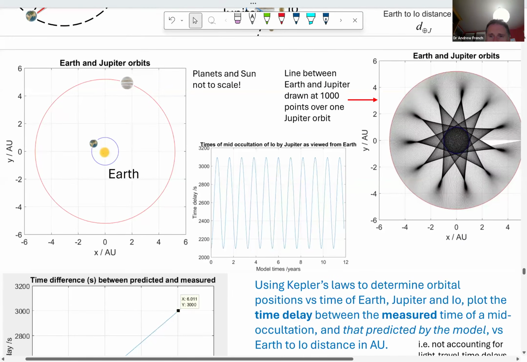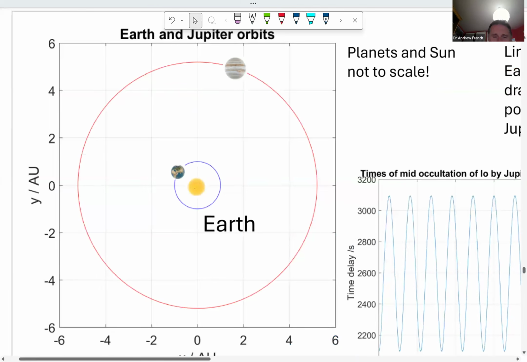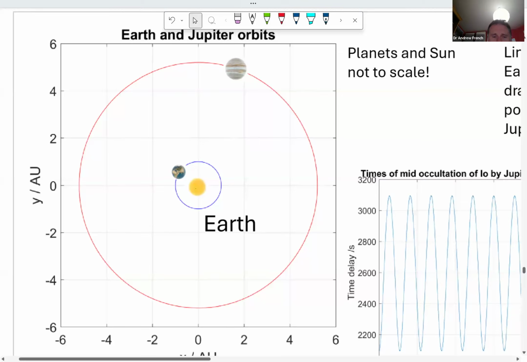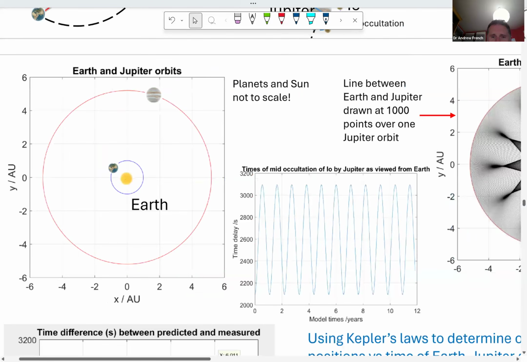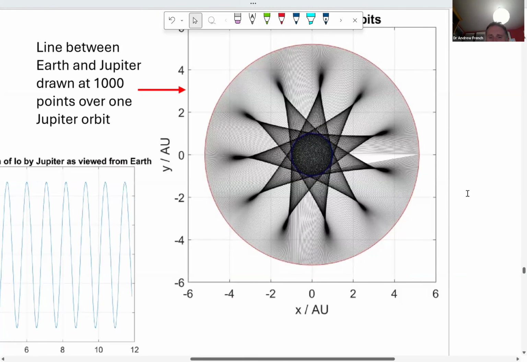I'll leave you with this. If you have the orbit of Earth going around the Sun and Jupiter going around the Sun, draw a line between them, and you just keep going, you get this picture, which is quite cool. So the blue line is the Earth, the red line is Jupiter, and you keep drawing these lines, you get this wonderful multi-point star, which is illustrative of the ratios of the orbital periods, which by Kepler's third law is related to the ratio of the distances. So I hope that was fun, and lots to think about there.